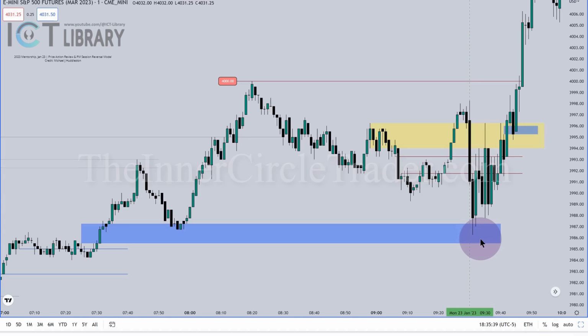pronounced after the opening at 9:30. But the market just simply was not willing to present that. And it was unwilling to go lower, completely repriced all the way up to the top of the breaker. Perfect delivery. Perfect delivery. Then we went down into what? Boom.